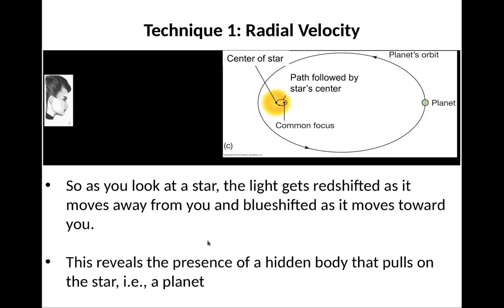There are several ways to exploit this fact. The first technique is known as radial velocity. If you look at a star, the star gets redshifted if it moves away from you, and blueshifted if it moves toward you. If a planet orbits a star, actually orbiting a common center of mass, the star will also orbit this point, and so the star will move relative to you, away from you and back toward you again. So it'll be redshifted and blueshifted, redshifted and blueshifted. And so this can reveal the presence of a planet orbiting a star.